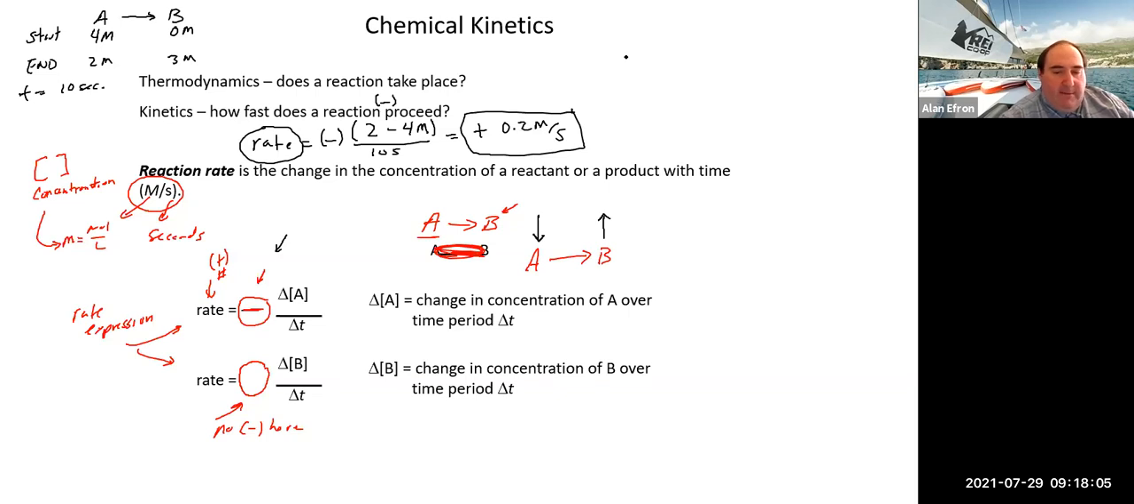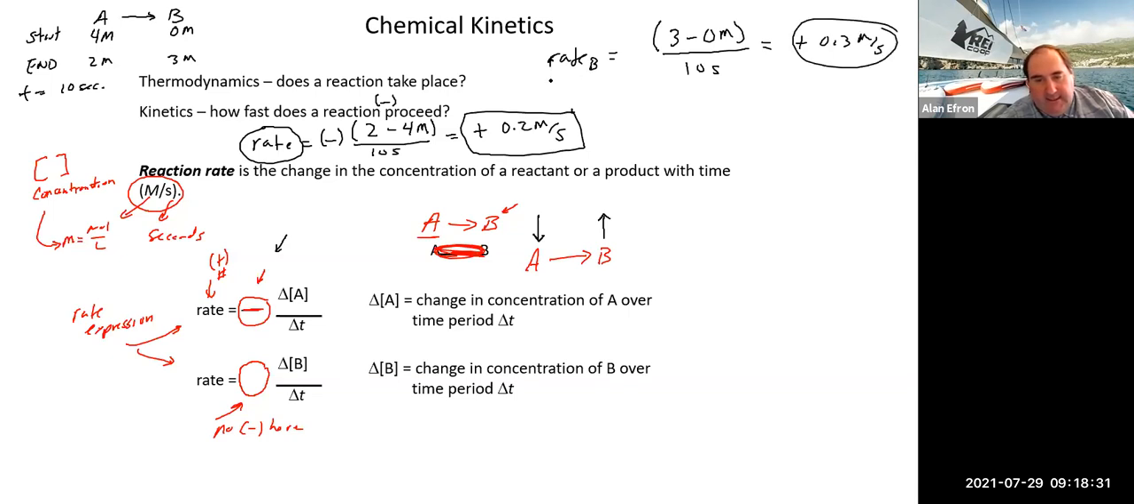The same thing happens if we look at B. The rate for B, again, has no negative. So it's the change in concentration. The final concentration is 3, the initial concentration was 0, divided by our 10 seconds. That gives us 3 divided by 10, which is, again, a positive 0.3 molar per second, which is again a positive number for the rate. You don't need the negative for the products because the product should always be increasing with time, which means its final concentration should always be larger than where it started. Again, you need the negative there on the reactants because its final concentration should always be lower than its initial concentration. Any questions on that?